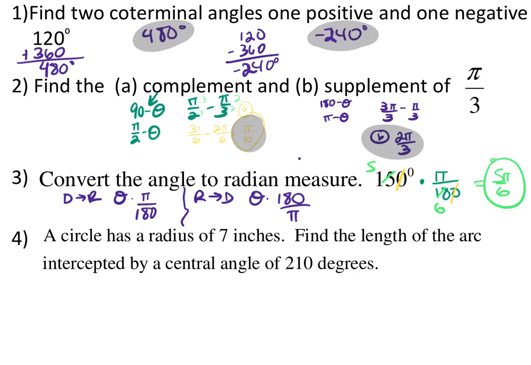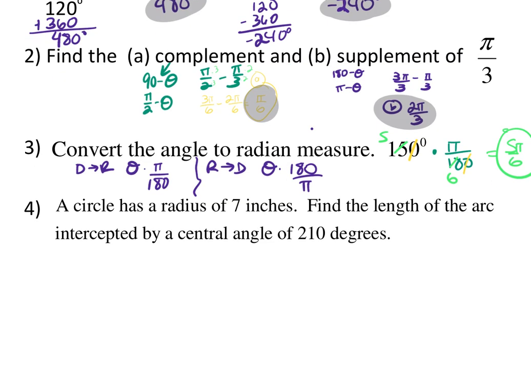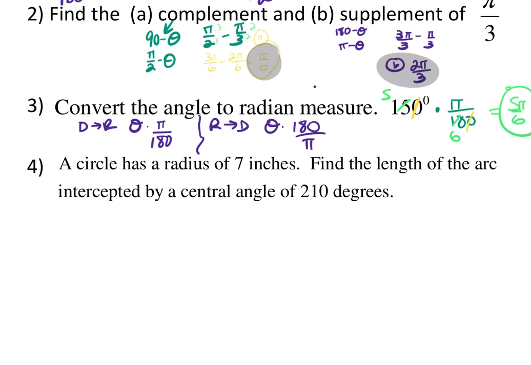And then last up in this section was the arc length. So to find arc length, we use the formula that is S equals theta times the radius. And what's special about theta? It has to be what? In radians. So when I look at number 4, it says a circle has a radius of 7. That's my R. And then it says find the length of the arc intercepted by the central angle of 210 degrees. So the first thing I've got to do is convert that to radians.